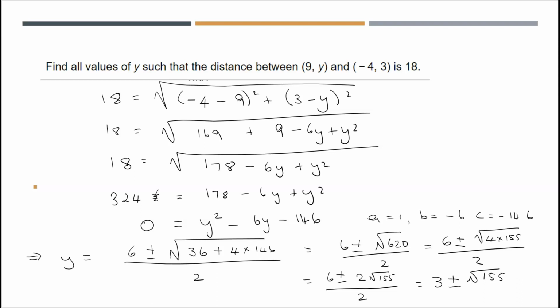MyMathLab would now want you to write two answers, 3 plus square root of 155 and 3 minus the square root of 155, but that's fine. But when it's asking you for the exact answer, then leaving it as square root of 155 is correct.